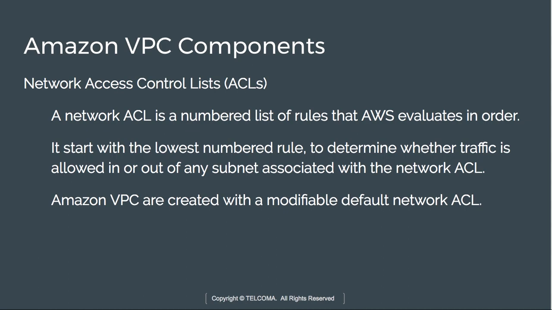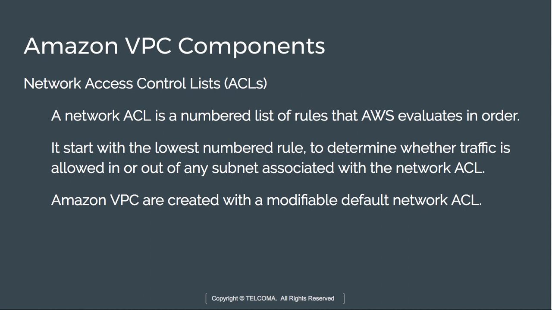So that means a Network ACL is a numbered list of rules that AWS evaluates in order. Whenever we create a custom network access control list, its initial configuration will deny all inbound and outbound traffic until you create rules that allow it. That means in a network access control list, we need to create a list of rules for inbound and outbound traffic, and it is a numbered list.